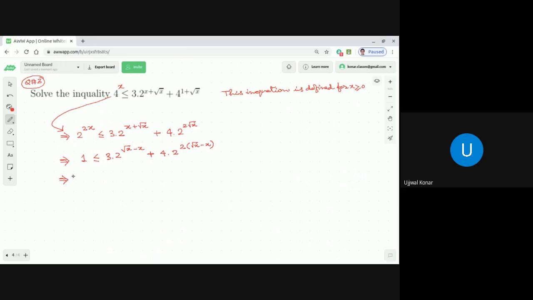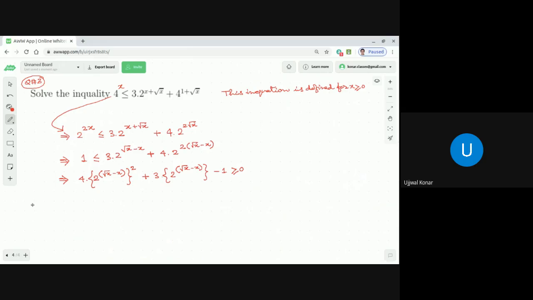So what we are going to get? We are going to get 4 into 2 to the power root x minus x, complete whole square, correct? Plus 3 into 2 to the power root x minus x, correct? Minus 1 is greater than or equal to 0. All of you agree with me?